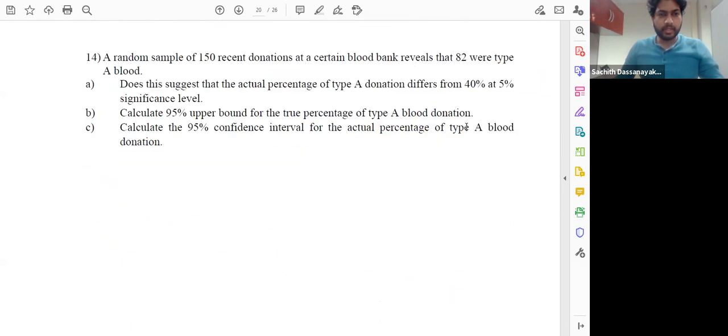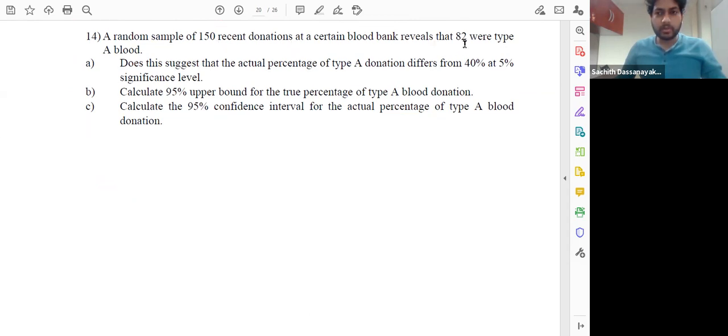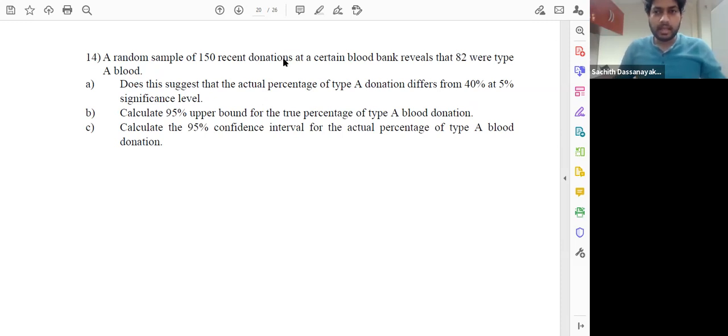Question number 14. Random sample of 550 recent donations at blood banks shows that 82 were type A blood. I think this very similar question I did not last week, the week before last week. I covered a similar question.